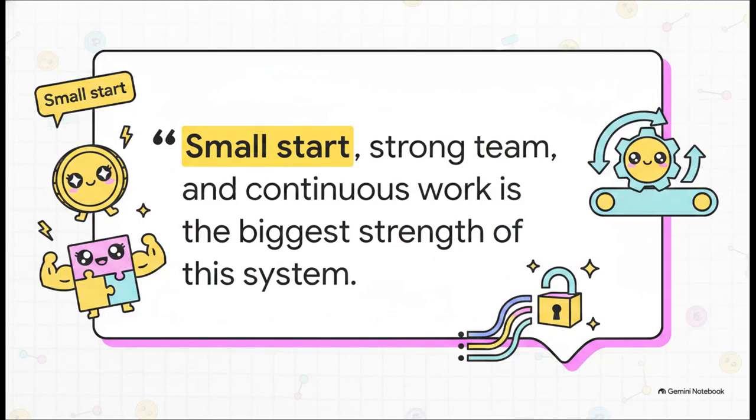Which actually brings us to a quote directly from the source material that perfectly sums up the platform's own philosophy on how to succeed within its architecture. It says, "Small start, strong team, and continuous work is the biggest strength of this system." They are openly acknowledging that, yeah, while the entry fee is super small and the smart contract is fully automated, the engine requires a strong team and non-stop continuous work to keep those cycles turning.